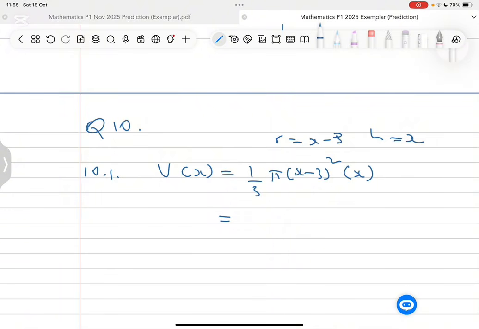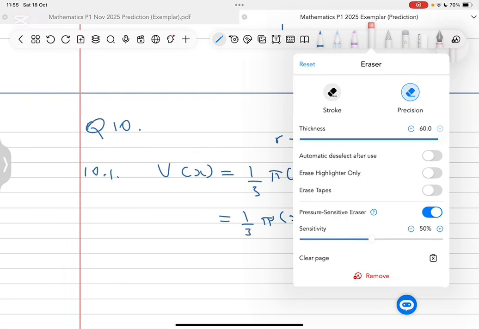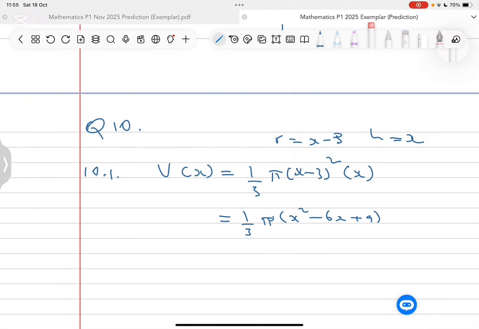So this would be 1 over 3 pi. Then I'm going to expand the binomial in the bracket, and we all know that this is going to be x squared minus 6x plus 9. And maybe I can write the x here, because remember, this x multiplies the whole thing, so I can write my pi and x there. I've just moved it, put it there, because they're just multiplying each other.